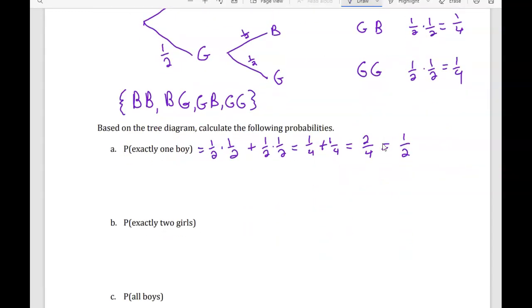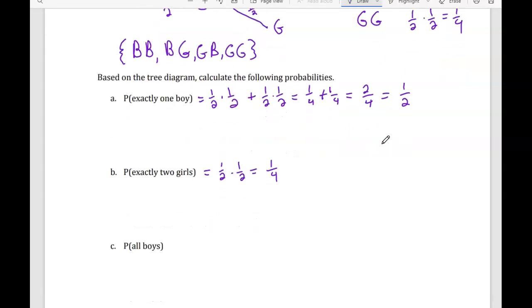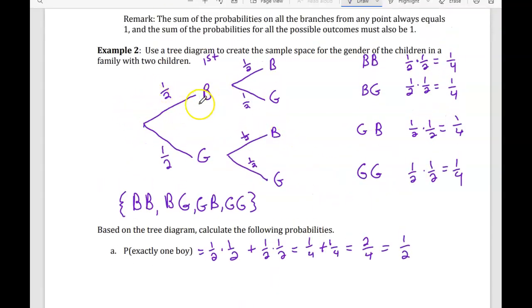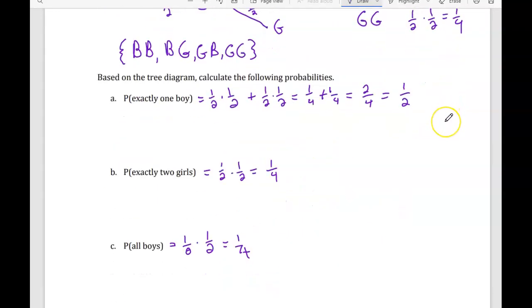Exactly 2 girls would be 1/2 times 1/2, which would be 1/4. And then all boys would be the same thing as exactly 2 girls in this case, so 1/2 times 1/2, which would be 1/4. Whenever you're talking about a tree diagram, the biggest thing to remember is that you need to multiply the probabilities along each branch to find out your total probability for that particular outcome.